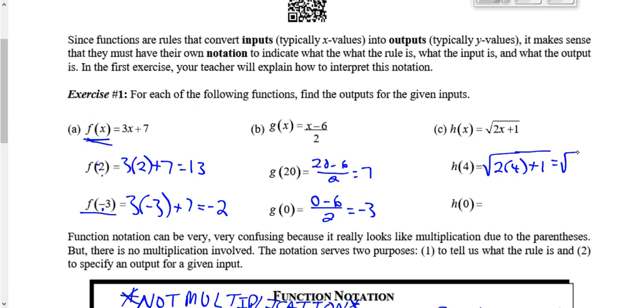So what did you get for h of 4? That's 8 and 1, 9. Now, be careful. I don't know if you've ever been told this: whenever you take the square root, you get 2 answers. It has to do with what we were talking about a minute ago. That's read plus or minus 3.